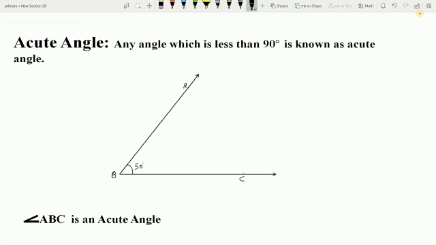First is acute angle. Any angle which is less than 90 degrees is known as an acute angle. Students, now look at the given figure. Here, angle ABC measures 50 degrees. So, angle ABC is an acute angle.